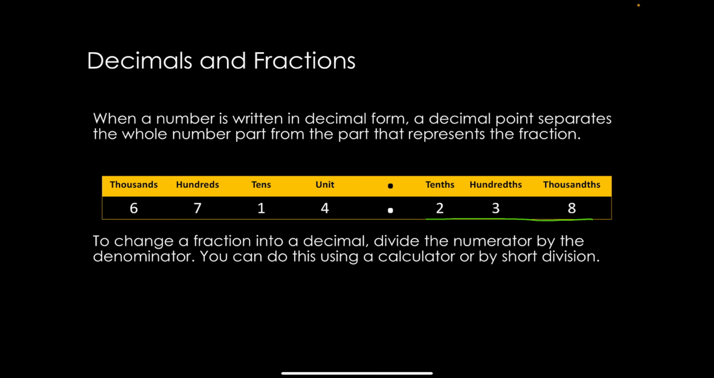Now, we're going to look at changing a fraction into a decimal, and in order to do that, you can divide the top number, the numerator, by the denominator, the bottom number. You can do this using a calculator or by short division. Okay, let's look at some examples.